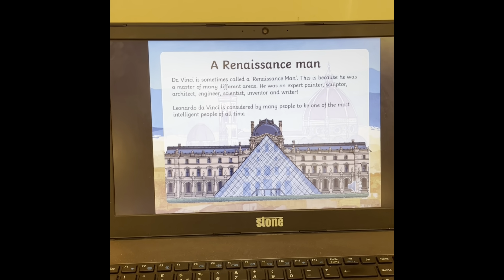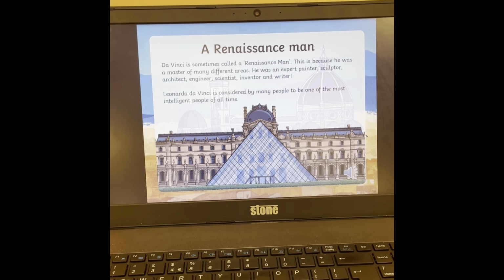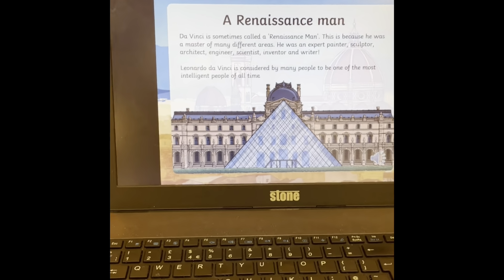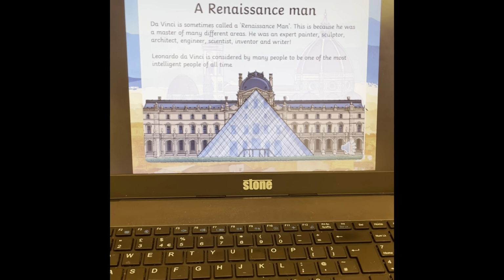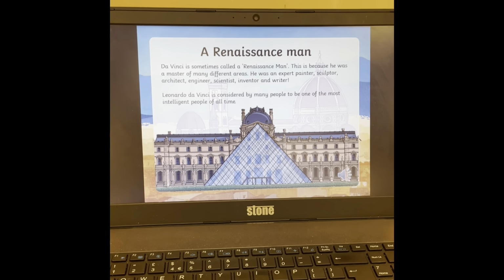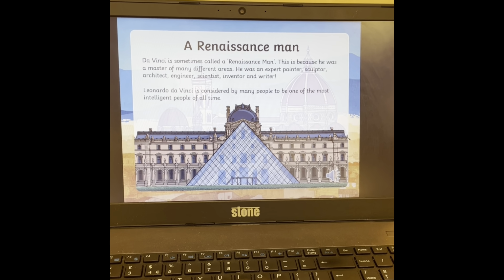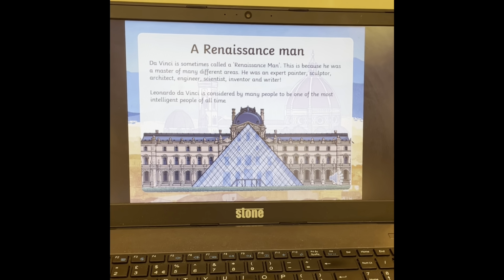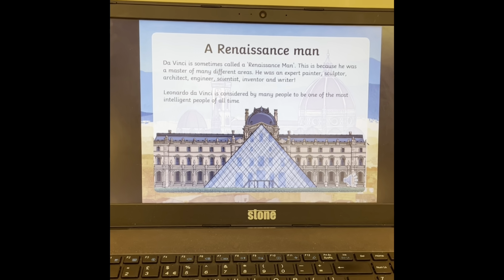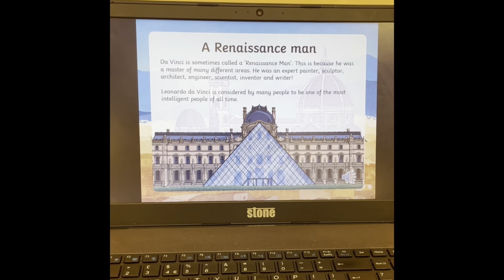So he wasn't just an inventor, he was a painter, a sculptor, an architect. That word there from last time, that's somebody who designs buildings. An engineer, a scientist, an inventor, and even a writer. So he was a very, very busy man in this period of time. And Leonardo da Vinci is considered by many people to be one of the most intelligent people, so that means one of the most clever people of all time. So they think he was very, very intelligent.